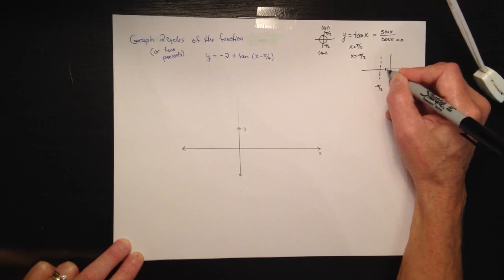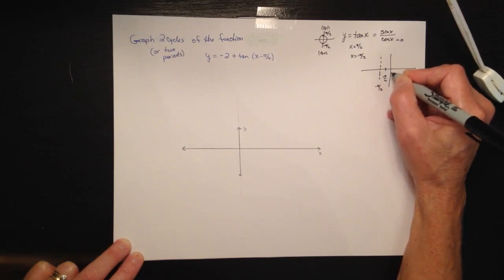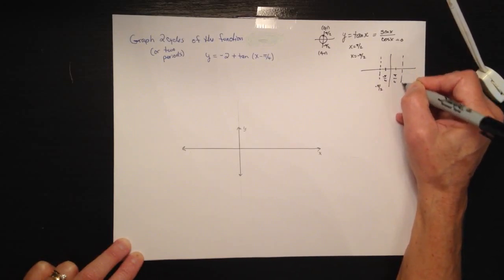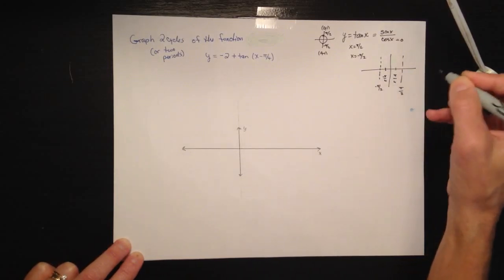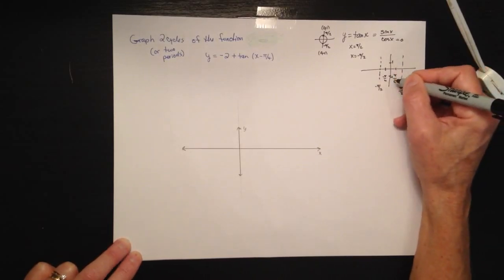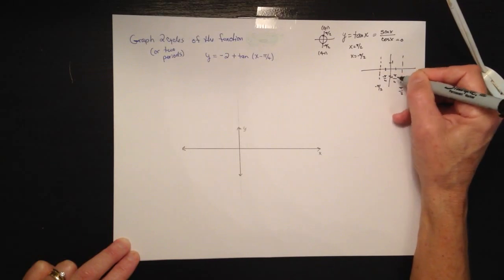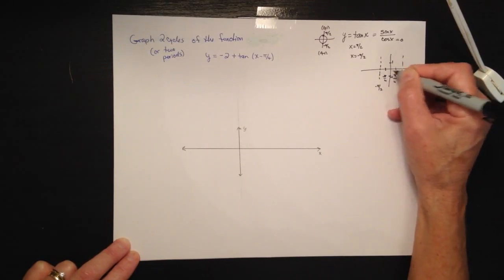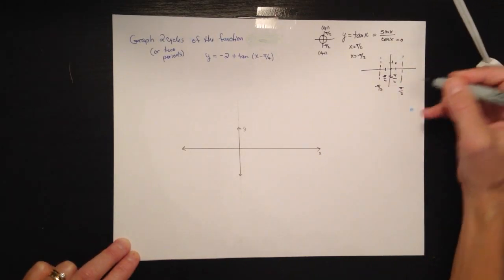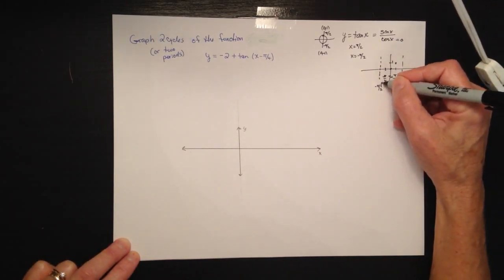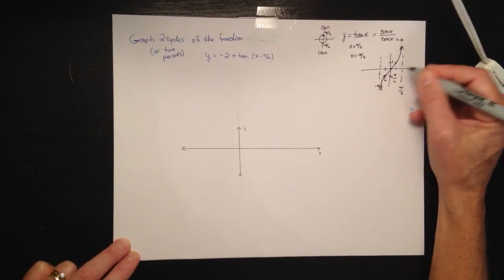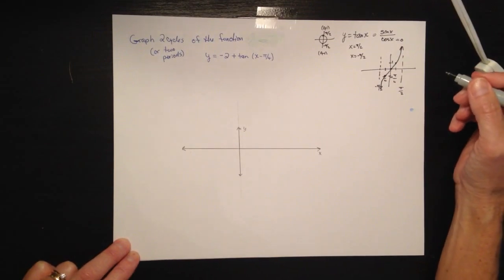Here's negative pi over 4. Here is 0. Here's pi over 4. And here is pi over 2. And if you'll recall, let's say this is -1 and this is 1, that at negative pi over 4, it's -1, then it goes to 0, then it goes to 1. The tangent curve looks a lot like x cubed. It comes down here, and then it goes up here, and it hugs these vertical asymptotes. So this is what the tangent function looks like.